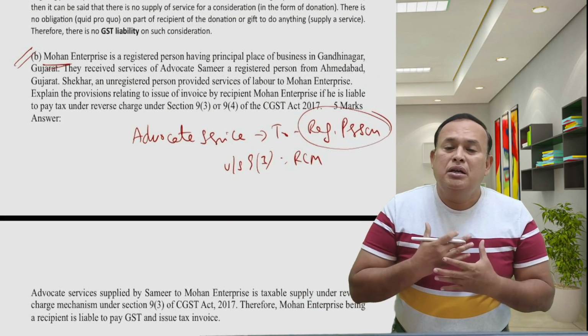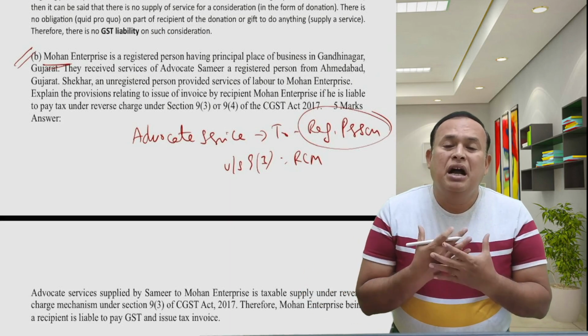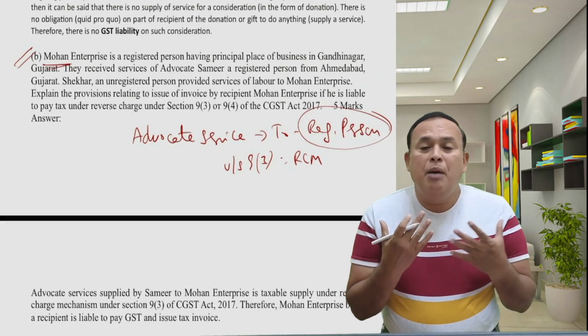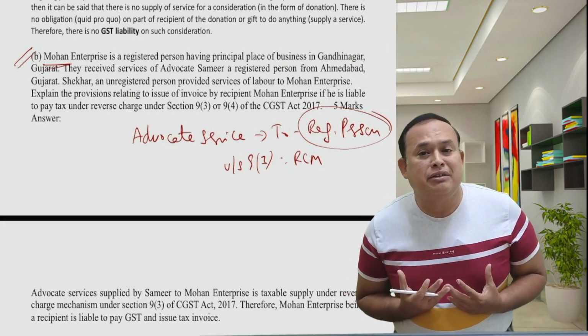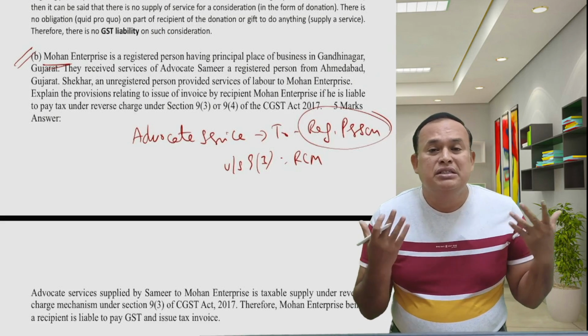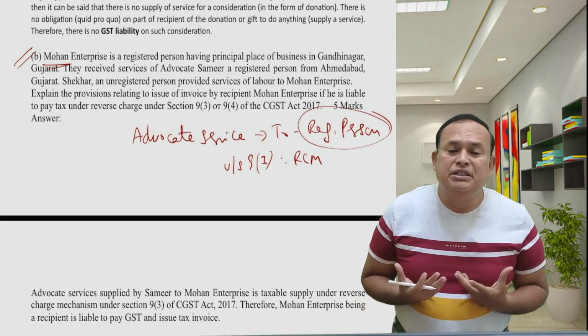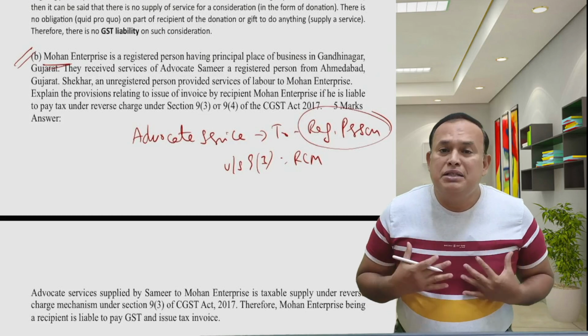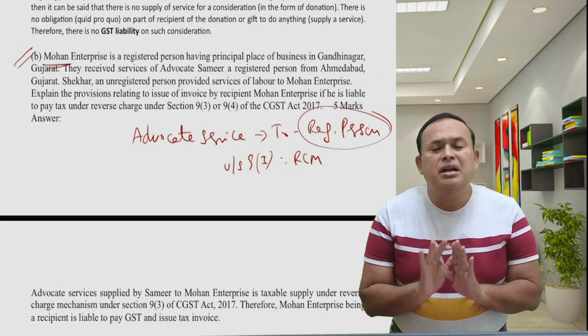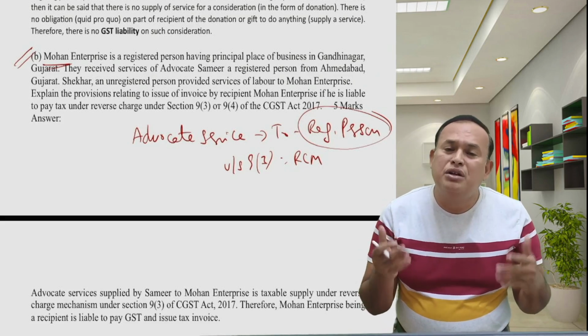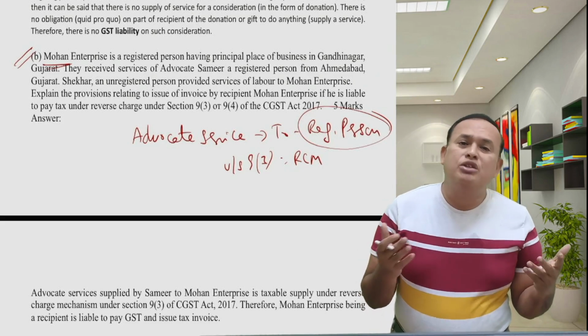If I am a practicing cost accountant, a practicing chartered accountant, a practicing chartered engineer, or I am providing interior decorating services, or I am a seller of goods, seller of laptops, seller of furniture, in those cases, a registered person receiving services from an unregistered person does not attract GST. Section 9.4 is not applicable, even section 9.3 is also not applicable.